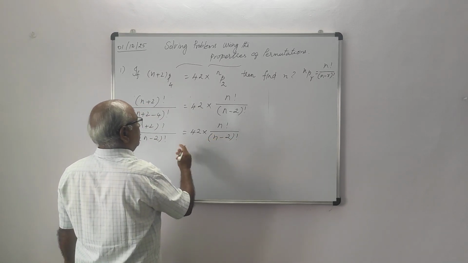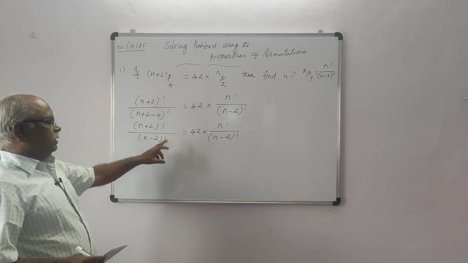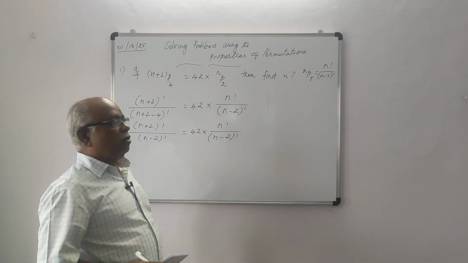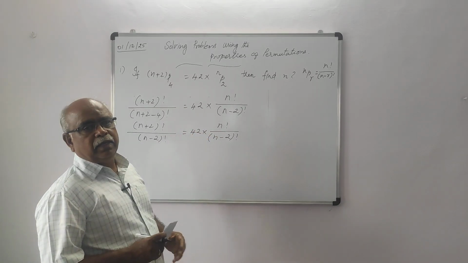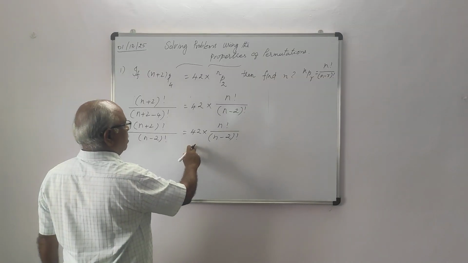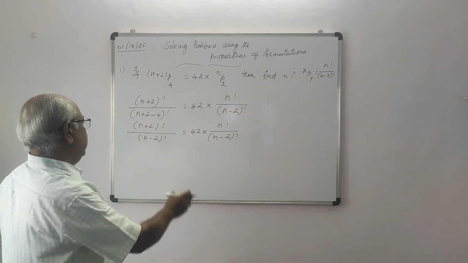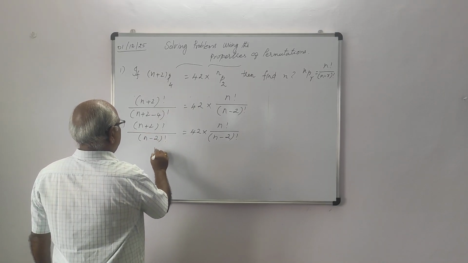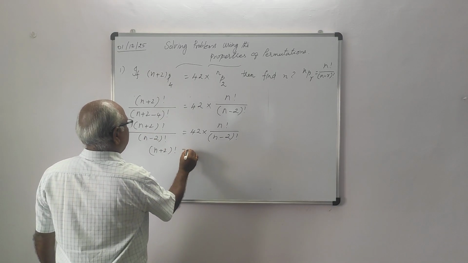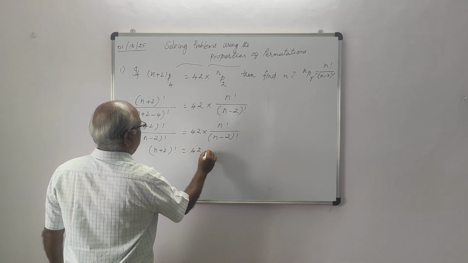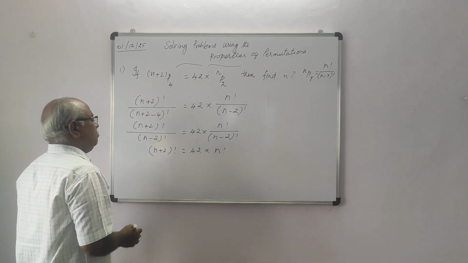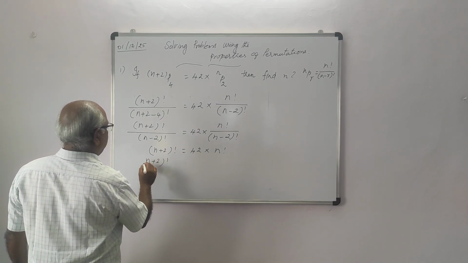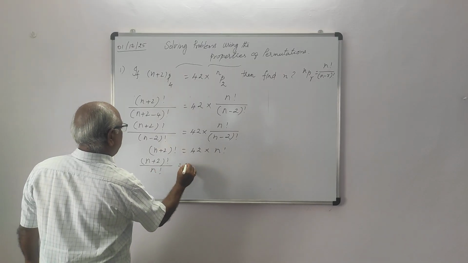See, on both sides, in the left and right hand sides, you have n minus 2 factorial as the common denominator. You can eliminate the common n minus 2 factorial term, cancelling it on both sides because the denominator is the same. You will get n plus 2 factorial equal to 42 into n factorial. Now bring that n factorial to the left hand side, you will get n plus 2 factorial in the numerator divided by n factorial equal to 42.